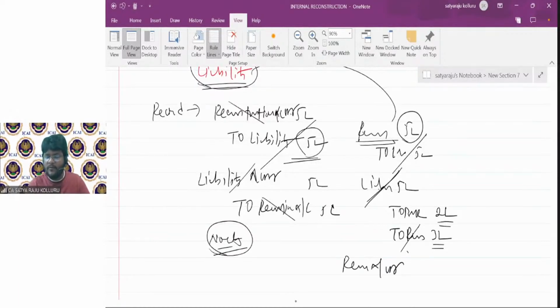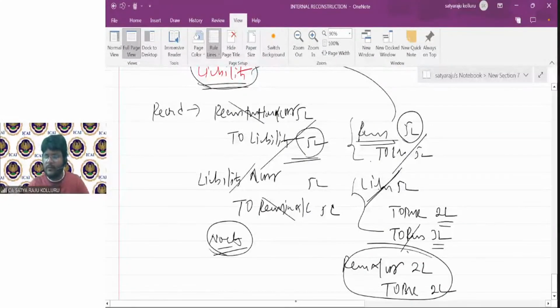How much is the net debit? 5 lakhs minus 3 lakhs, 2 lakhs. Reconstruction to bank, 2 lakhs. Actually, there is no need to record it and no need to make it payment. Just for understanding, I'm telling you, if you can pass the net entry, this is more than enough.